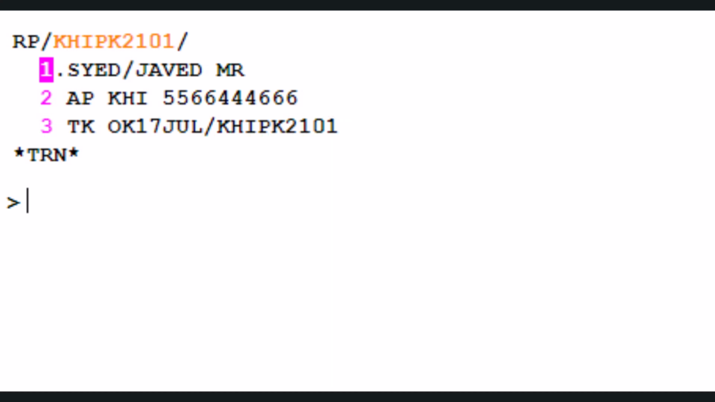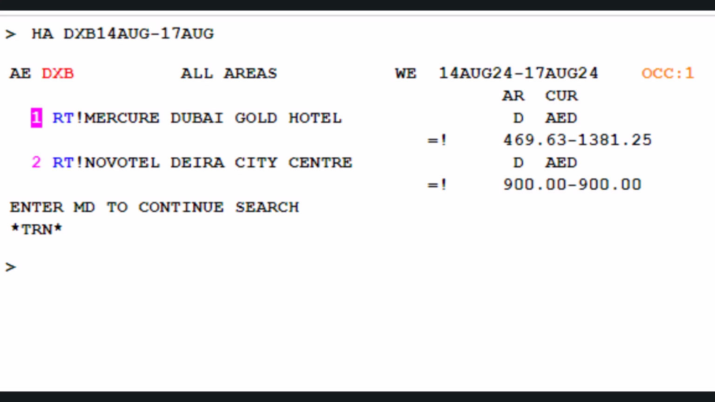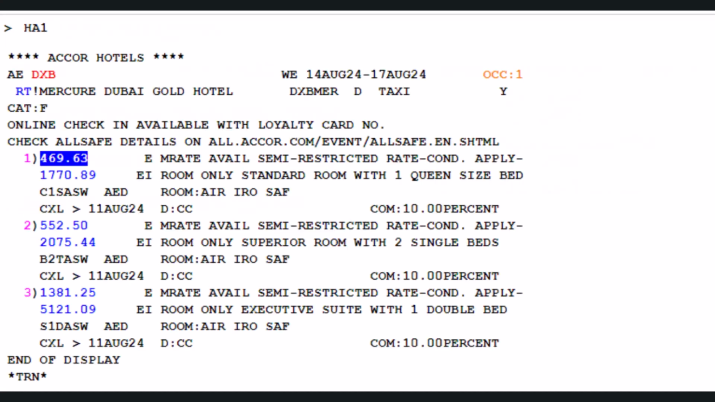To display hotel availability, use the HA transaction, followed by the 3-letter code DXB for Dubai. Enter August 14th as the check-in date, a hyphen, and August 17th as the checkout date, then press enter. Here are the rates and availability for multi-property hotels. To check a single hotel property, use the HA transaction. Then enter 1 to select line number 1 for the desired hotel from the list of available properties. Here are the rates and availability for a single property hotel.